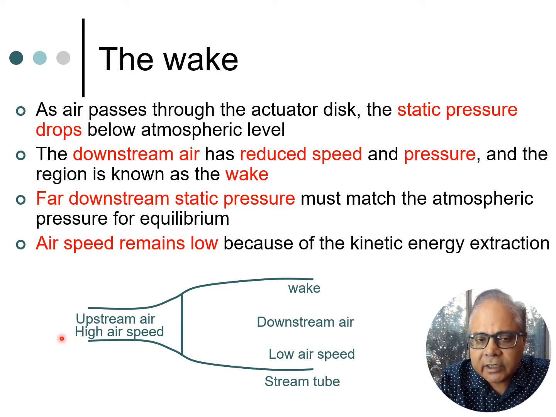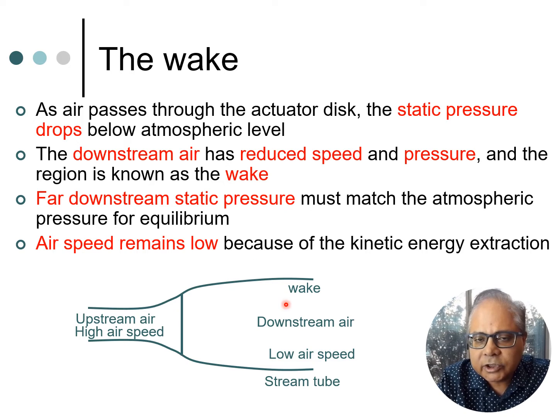Now, the air will pass through the actuator disc and the static pressure will drop below the atmospheric level. So far out in front of the rotor disc, the air is at the atmospheric pressure, and then here it's going to drop below the atmospheric pressure after it passes through the rotor disc. The downstream air is going to have reduced speed and pressure, and this region is known as the wake region. So the wake is essentially the region which is far downstream compared to the rotor disc.